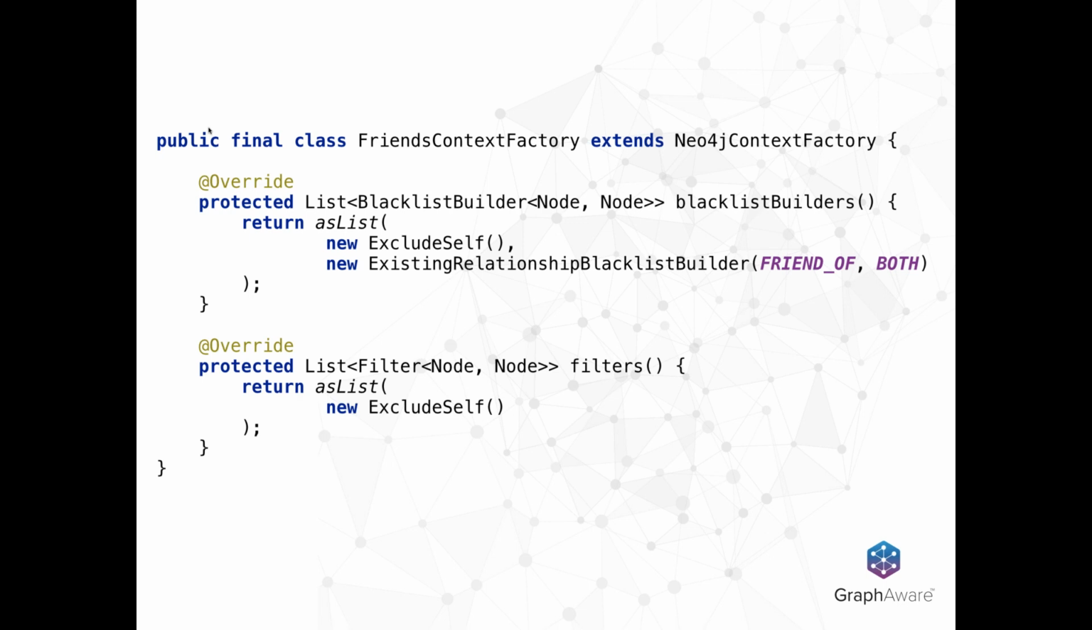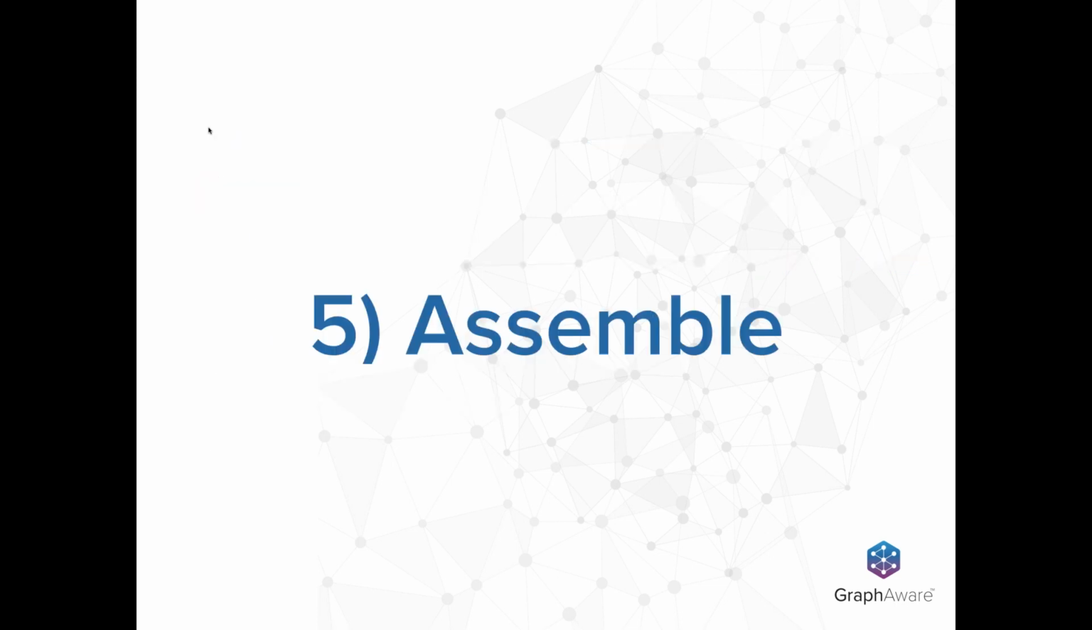And for filters, there's one that is quite self-explanatory. It's called exclude self, which means don't recommend the person who's being recommended to. By the way, exclude self is both, because it could be used both as a blacklist builder and a filter. So that's our fourth step, filtering out irrelevant recommendations.